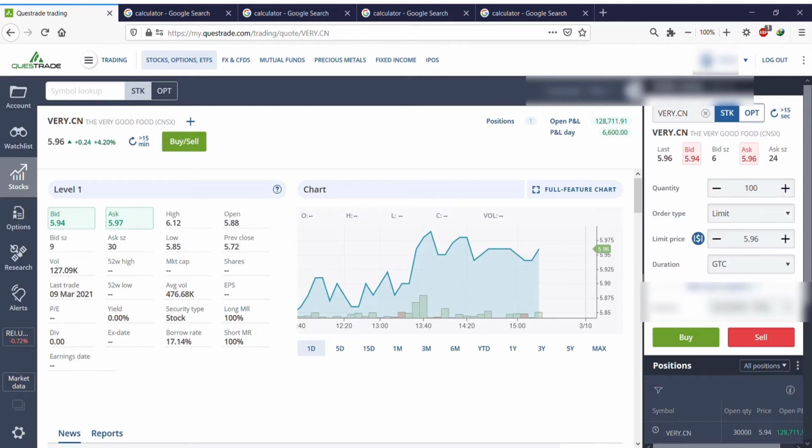Okay, so remember to always reduce 2 to 5 cents when you're buying, and add 2 to 5 cents when you're selling. So right now we're trying to buy. The price of Very Good Food is right now 5.94. So just to make sure, I'm going to calculate with 5.90. I'm going to round it. I myself will always round it to 0. That's what I do. So let's just go there.